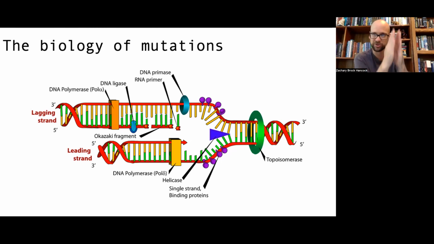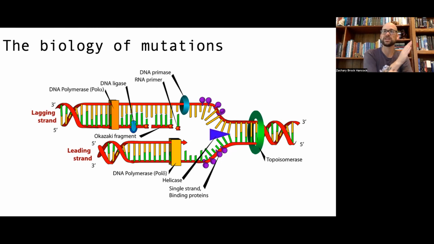So every time it falls off, there are these little nicks that then need to be repaired along the new strand. This is fixed by DNA ligase. DNA ligase comes down, lands on those little nicks, and repairs them. Each one of those fragments is called an Okazaki fragment. So this is the way in which DNA replication is happening.